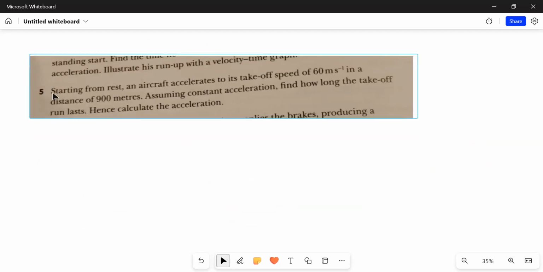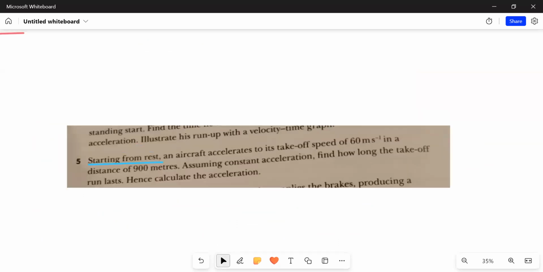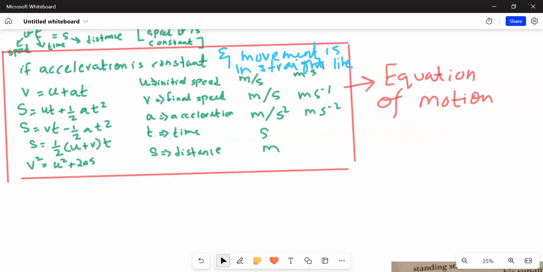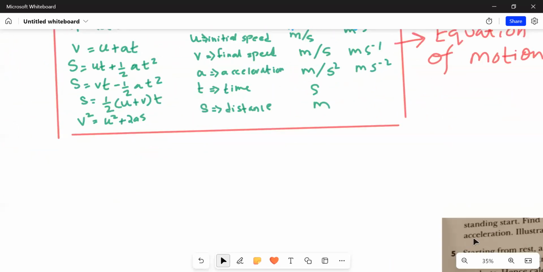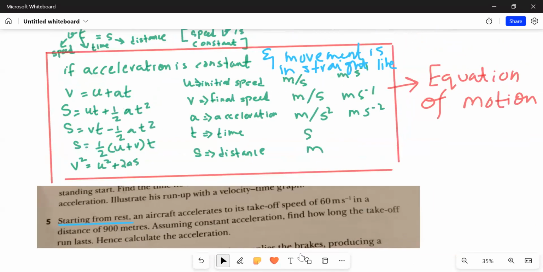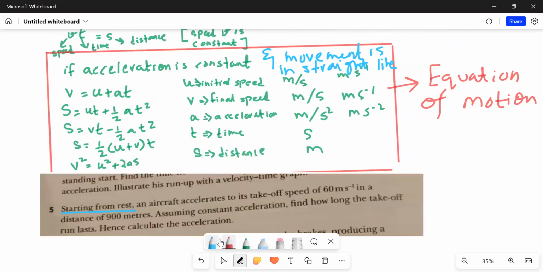Okay, so the question is, starting from rest. There's information in almost every statement. Starting from rest means that you know the initial speed of movement, which is going to be zero. And how do we represent initial speed in the equations of motion? U. So U is given. U is zero. So let's write that down. U is zero.